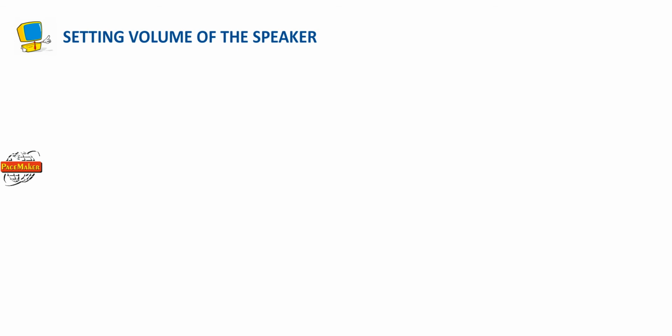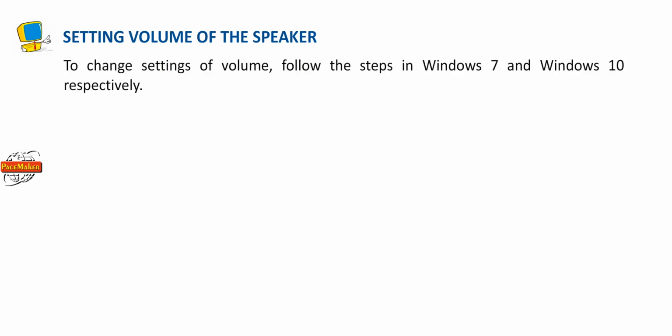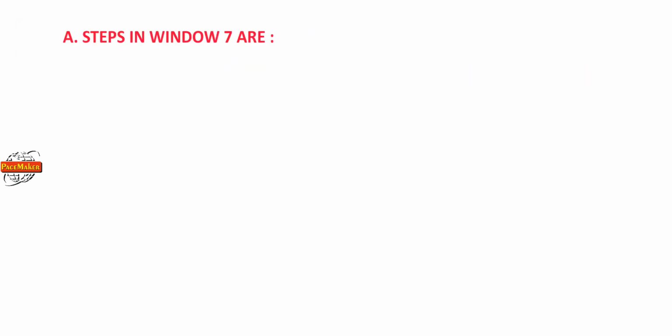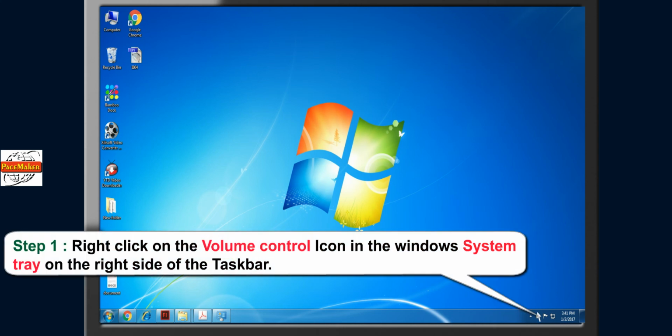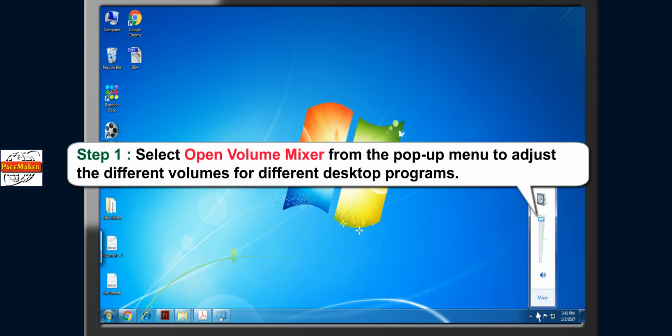Setting volume of the speaker. To change settings of volume, follow the steps in Windows 7 and Windows 10 respectively. Steps in Windows 7 are: First, right-click on the volume control icon in the Windows system tray on the right side of the taskbar. Step 2. Select Open Volume Mixer from the pop-up menu to adjust the different volumes for different desktop programs.